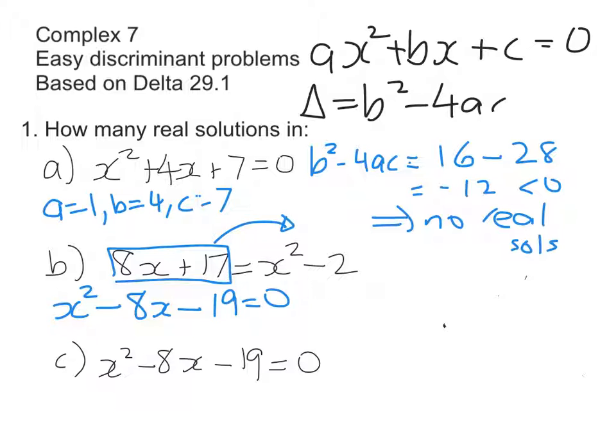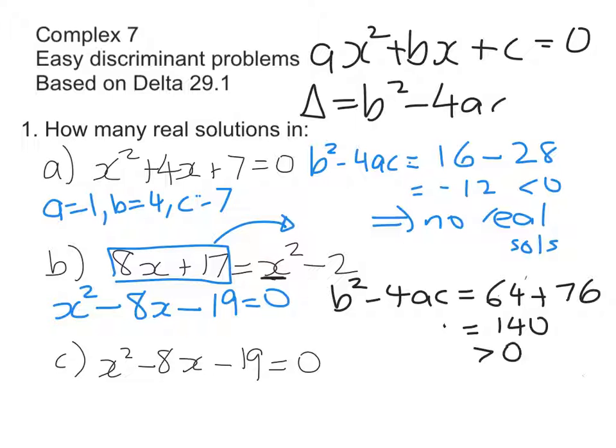I'm doing it that way because I always want to have a positive coefficient on my x squared term, otherwise my brain hurts too much. So x squared minus 8x minus 19 equals 0. What's b squared minus 4ac going to be? Well, it'll be 64 minus 4 times 1 times negative 19, so it's going to be 4 times 19, which is 76. So 64 plus 76, which is 140, which is greater than 0. So it's going to have two real solutions.